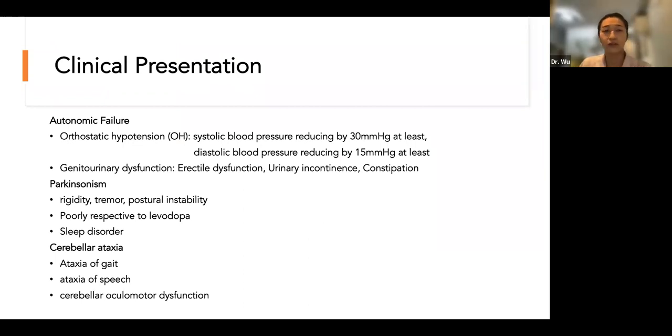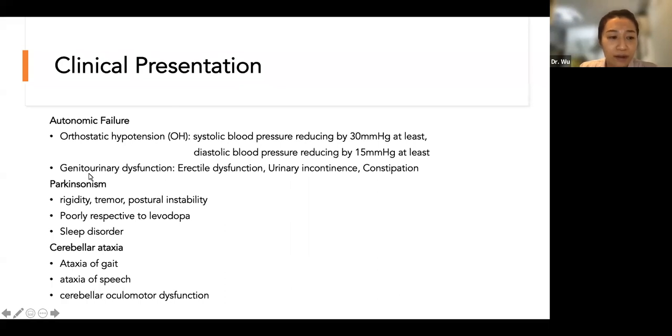Next, let's talk about the clinical presentations. There are three main presentations of MSA. The first one is autonomic failure. Orthostatic hypotension may indicate autonomic failure. The clinical diagnosis of probable MSA requires a reduction of systolic blood pressure by at least 30 mmHg, or diastolic blood pressure by at least 15 mmHg, after 3 minutes of standing from a recumbent position.